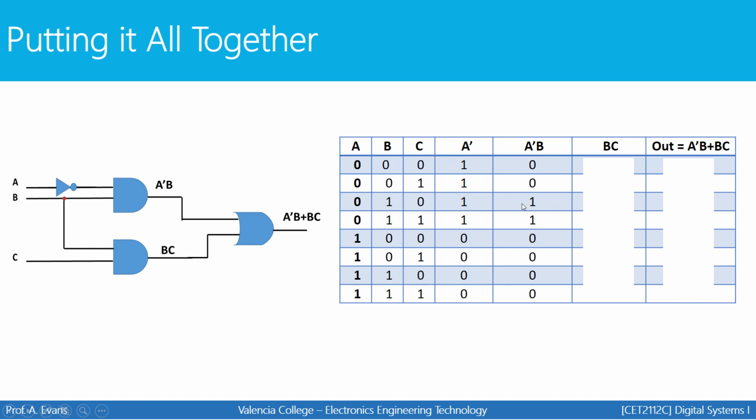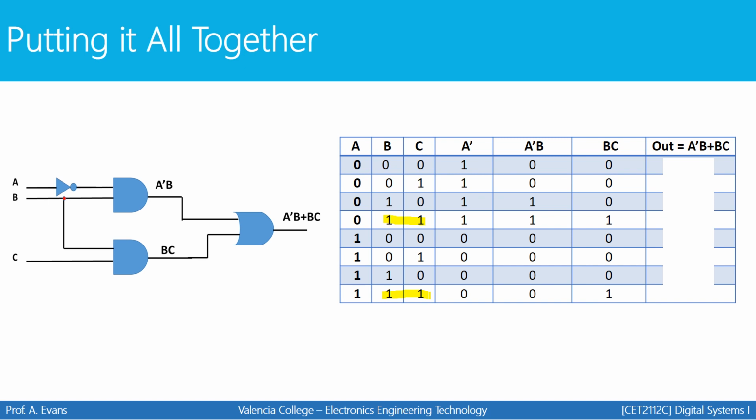Next, we have inputs B and C going into an AND gate. So I'm going to look for all the times when both B and C are high. And I know that that's when the AND gate will be high. So B and C are both high here, and they're both high here. So I can see that the output is going to be high for those 2 rows. Everywhere else, the output will be low.